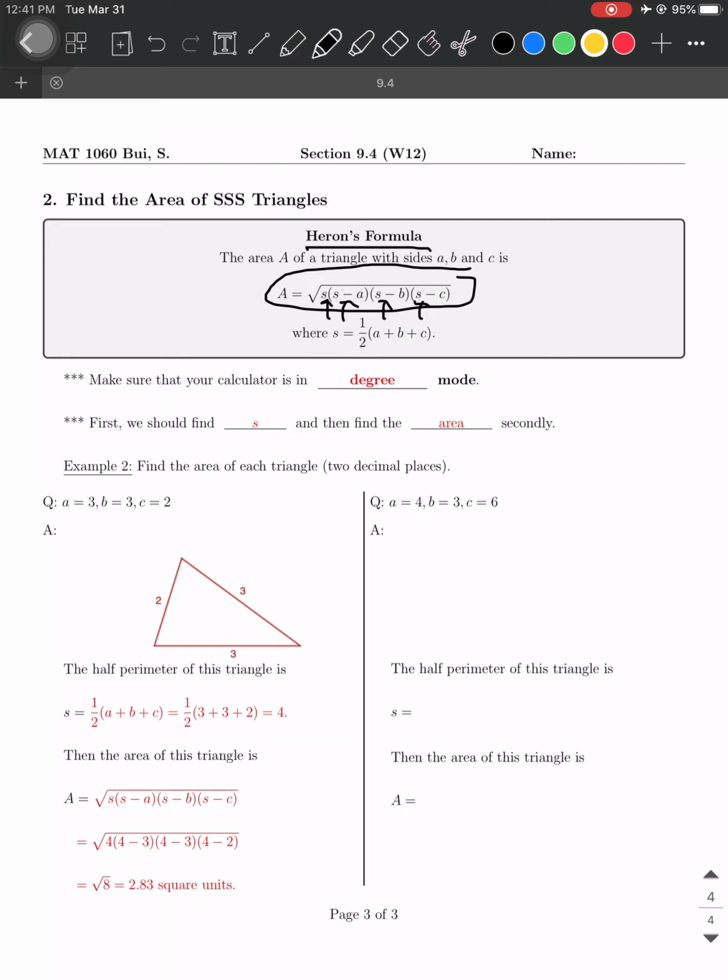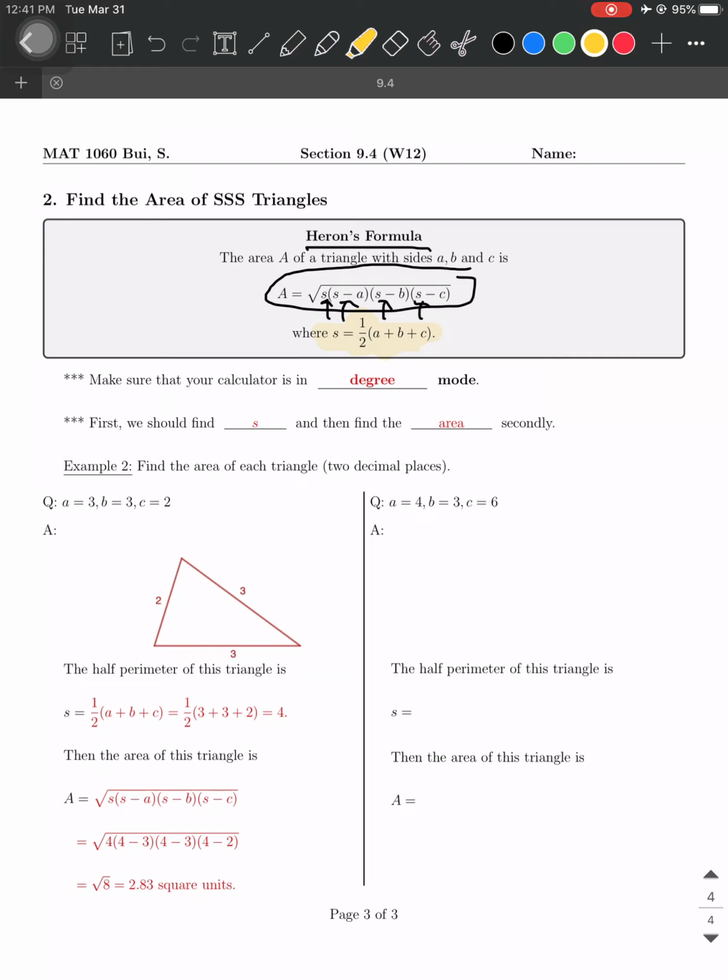And for Heron's formula, make sure you also have the square root. Make sure you don't forget to take the square root of the value at the end, or else your answer will be wrong, okay? And again, what is S, right? S in here is half the perimeter. So S equals 1/2 of the sum of A plus B plus C, okay?